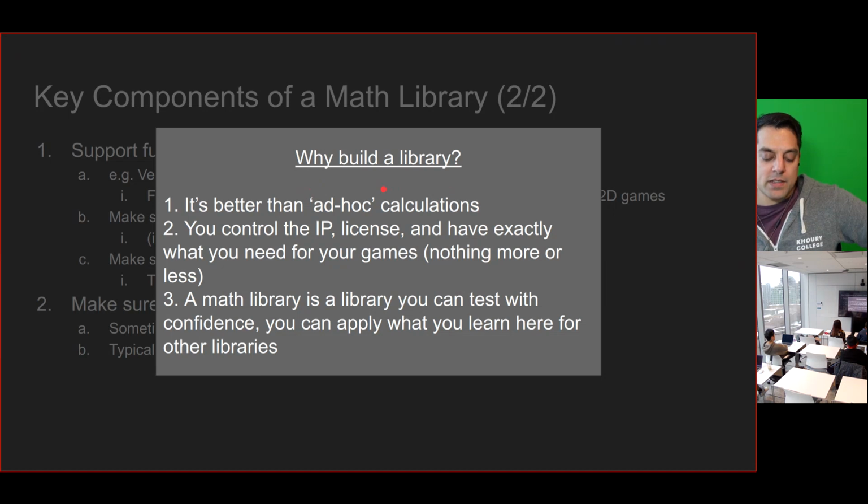So again, why build a library at this point? Well, it's sort of better than doing these calculations ad hoc, meaning as you need them. It's useful to have some functions. Typically, it's nice to build a library, again, thinking from an engine standpoint, to control the intellectual property, having exactly what you need for your game. And if you have the code, it's something that you can test, with your own confidence, and debug, right? There's many libraries out there, but I think it's important to know how to build one, and use it and grow it and to think about how you actually want to use it, what the interface is.